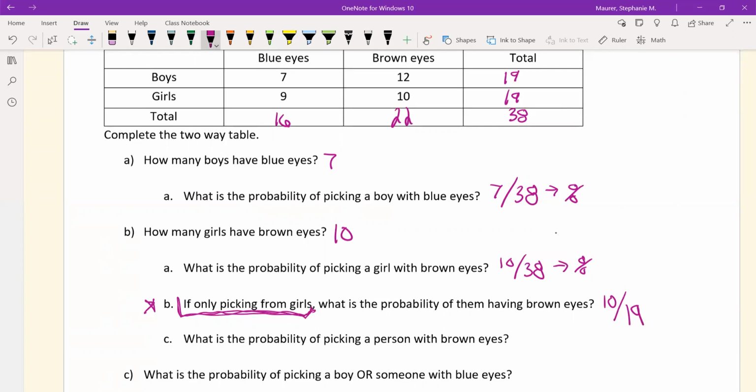It kind of adds that stipulation beforehand. You're only picking from girls. We're not going to consider boys. We're not going to even put them in the same hat that we're drawing from, only drawing from girls.